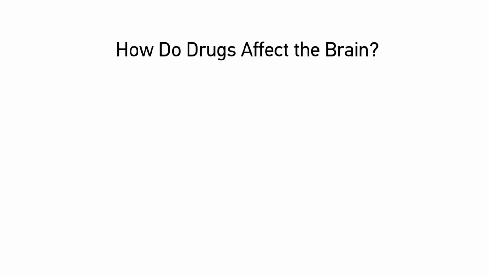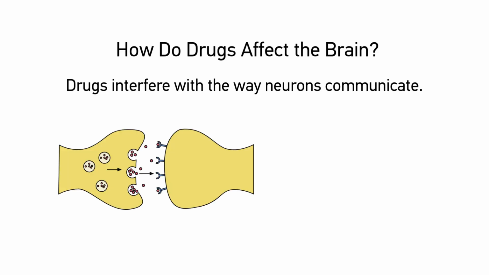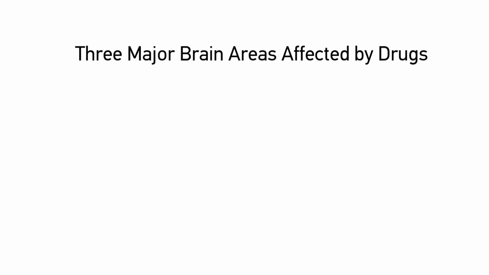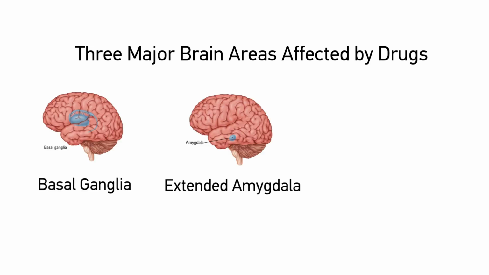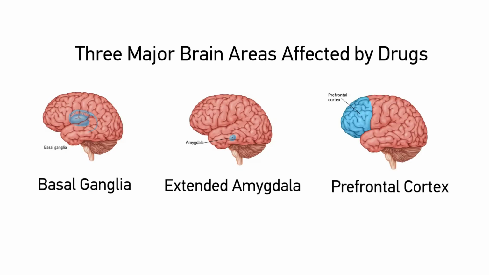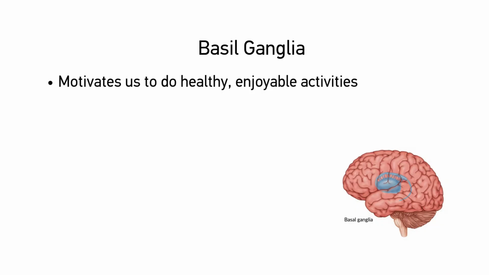How do drugs affect the brain? Drugs interfere with the way neurons communicate. So these changes can alter feelings, thoughts, and behaviors, sometimes in a way a person wouldn't normally act. And the 3 major brain areas that are especially affected by drugs include the basal ganglia, extended amygdala, and the prefrontal cortex. The basal ganglia motivates us to do healthy, enjoyable activities such as eating, socializing, or exercising.